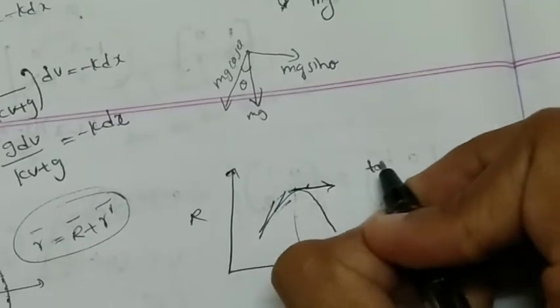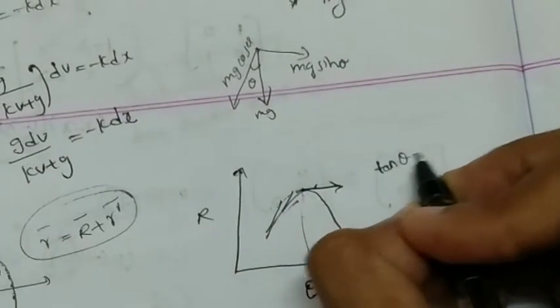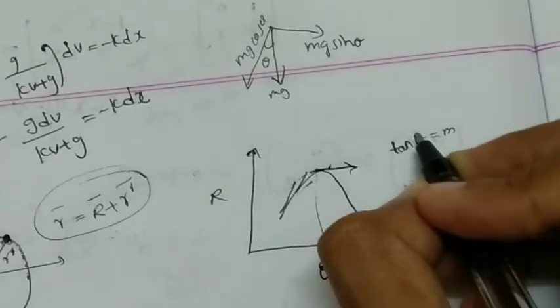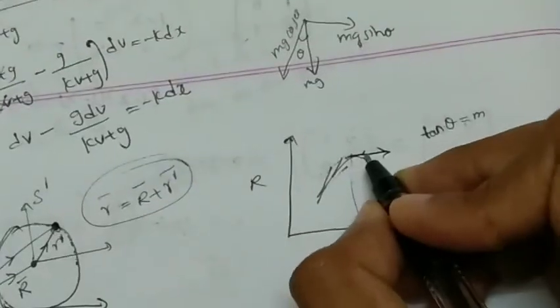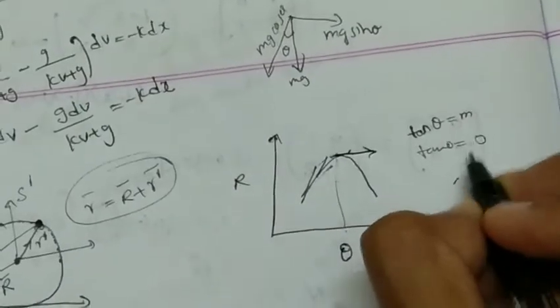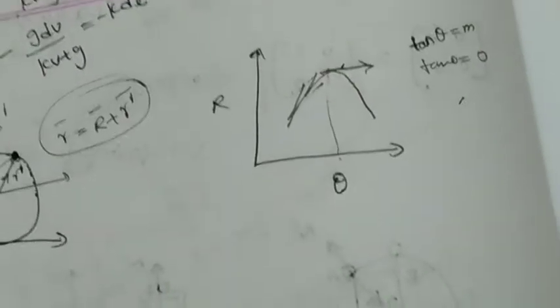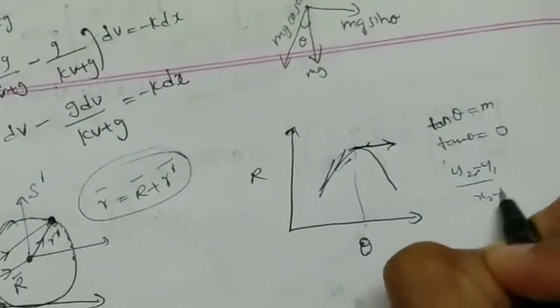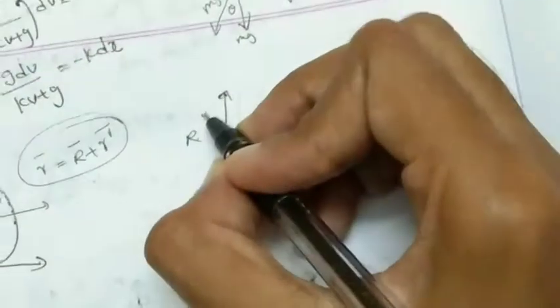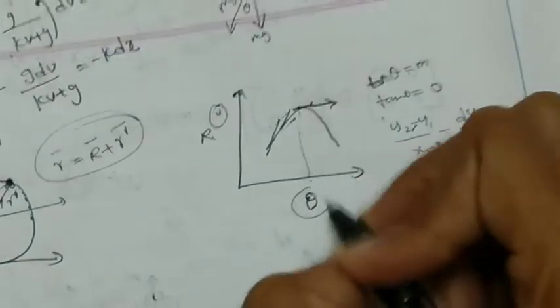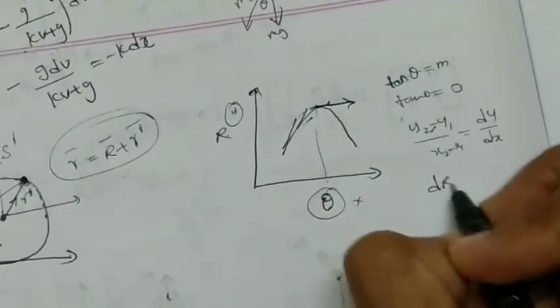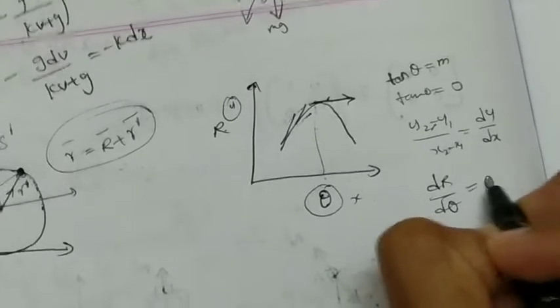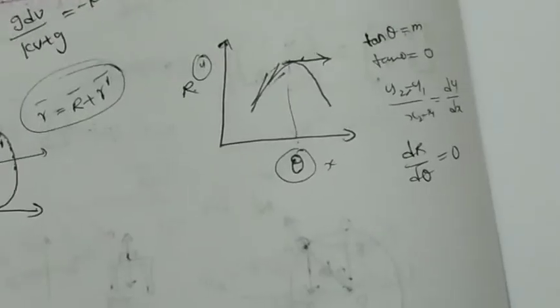We know that the slope of the curve is nothing but tan theta, and theta is nothing but the angle. So here the angle is 0, so tan 0 is equal to 0. So the slope must be equal to 0, and we know y2 minus y1 by x2 minus x1, in general dy by dx, is nothing but slope. Here in the place of the y-axis we are having r, and in the place of the x-axis we are having theta. So dr by d theta must be equal to 0, that is, the slope must be equal to 0. Hence dr by d theta must be equal to 0.